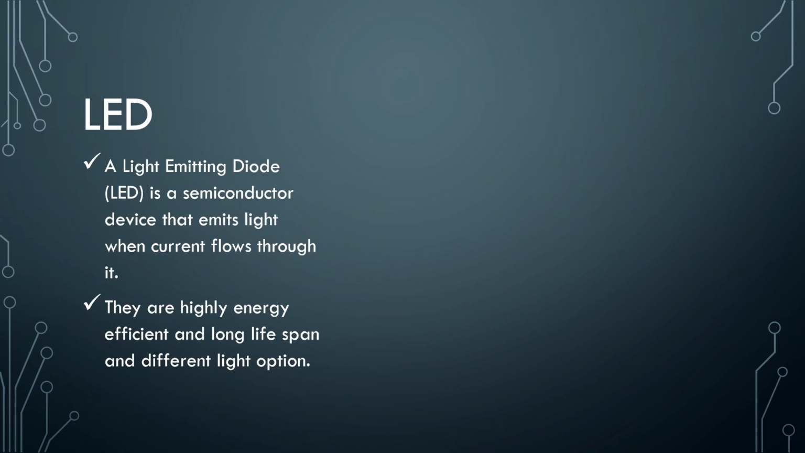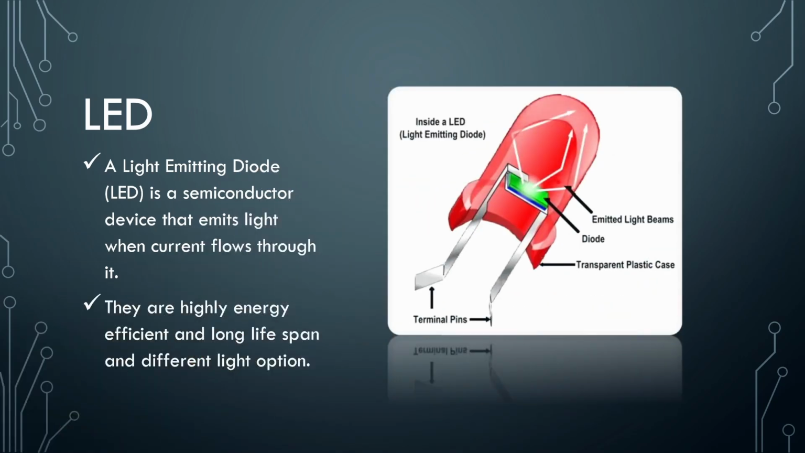So basically how does an LED work? An LED consists of a chip made from semiconductor materials, usually gallium, arsenide, or phosphide. When electricity flows through the LED, electrons recombine with holes in the semiconductor. This recombination releases energy in the form of light. The color of the light depends on the material used in the semiconductor.